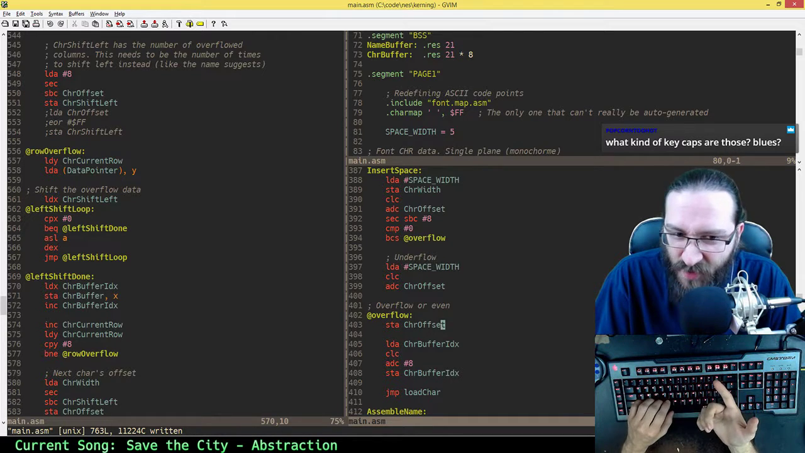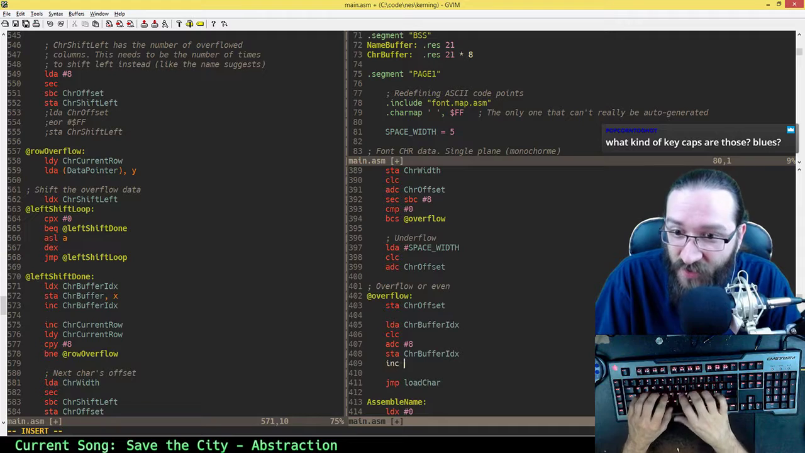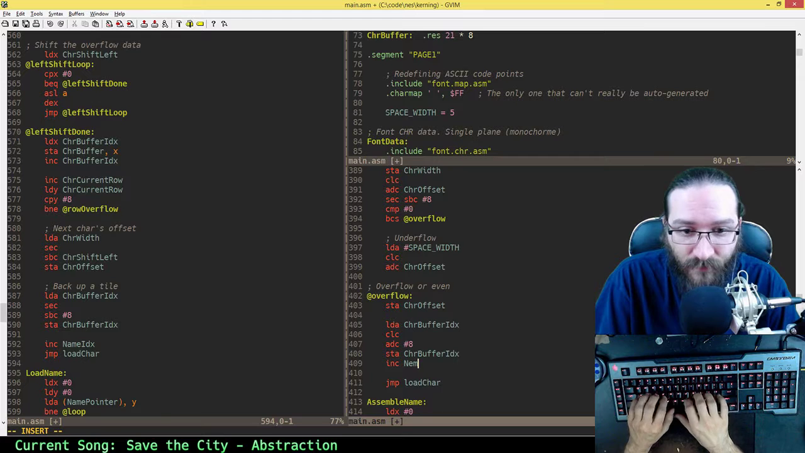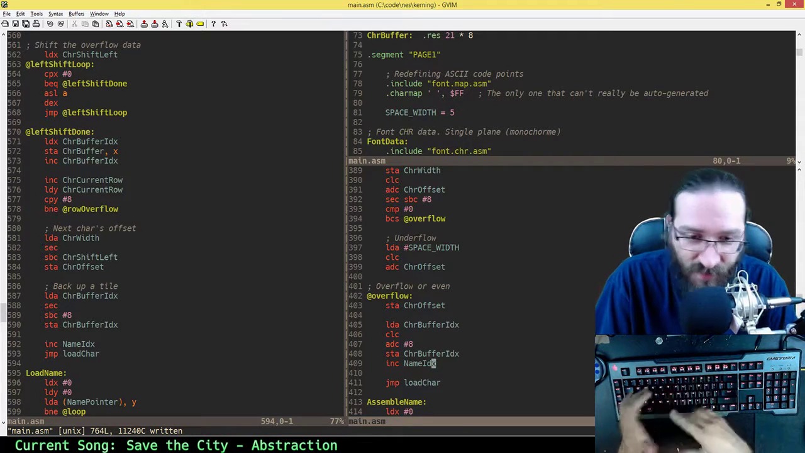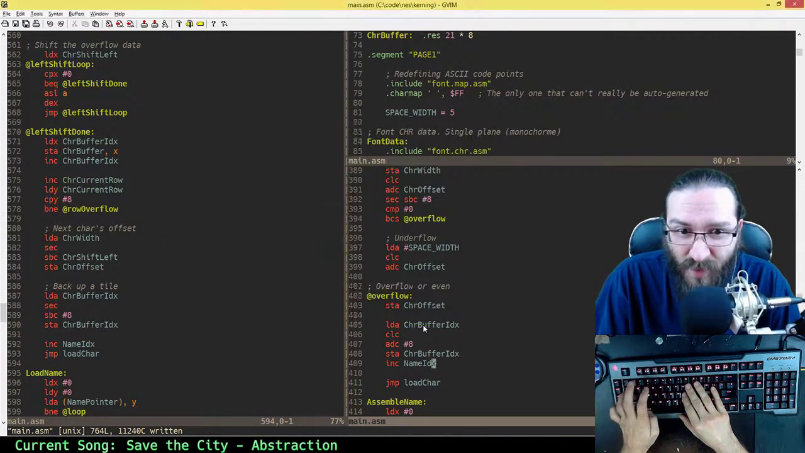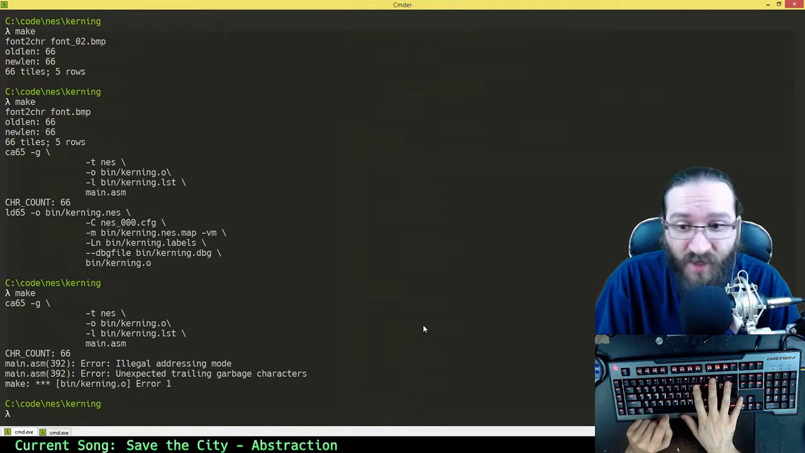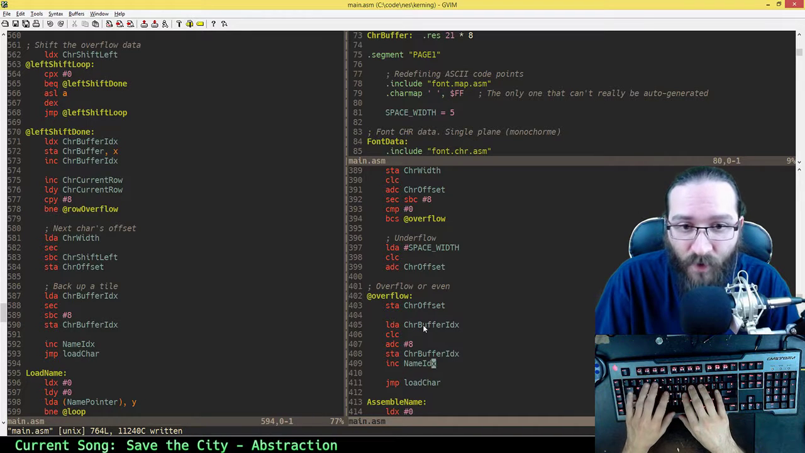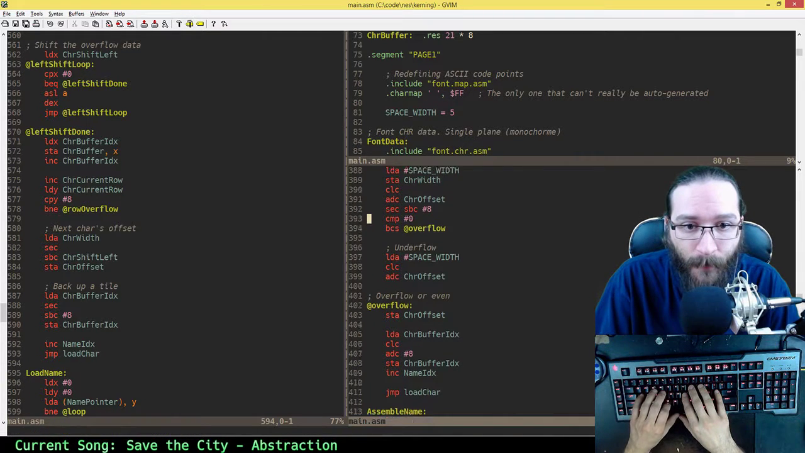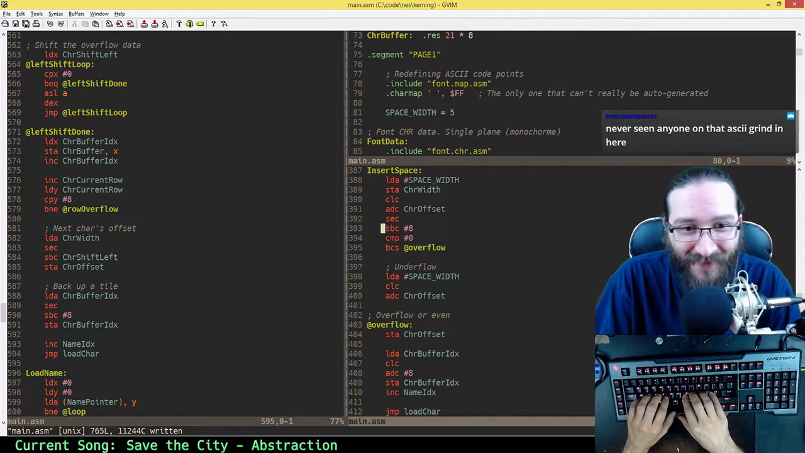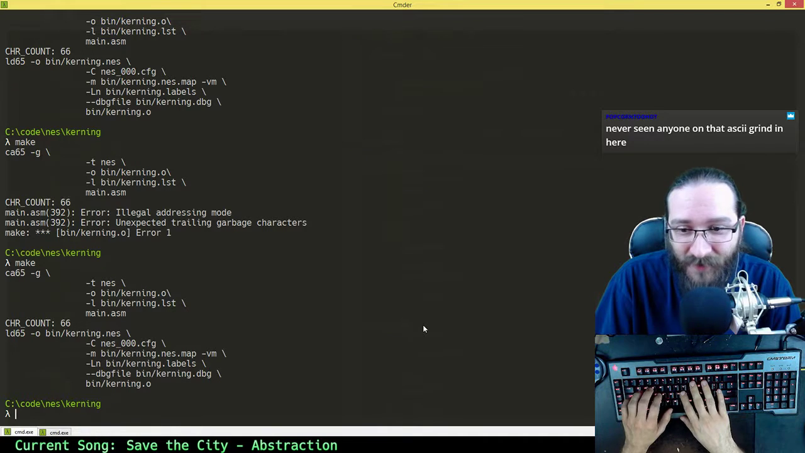So this, in theory, should work. Or I need to increment the index thing. So it goes to the next character. This should work. It might not. Let's first see if it assembles. It does not. Illegal addressing mode 392. What? Yeah, okay, that's definitely. Uh-huh. Okay, assembles.